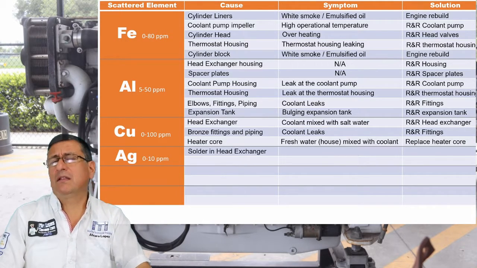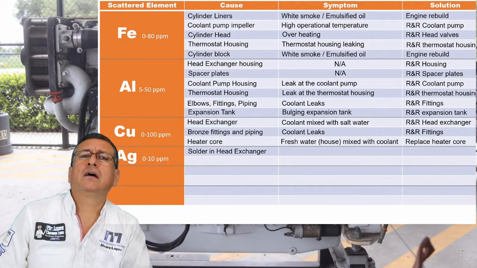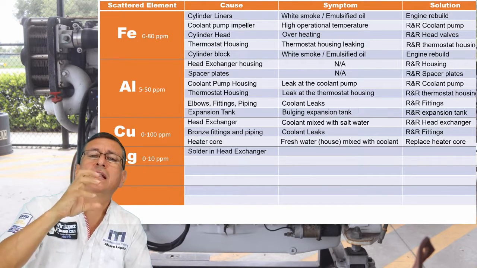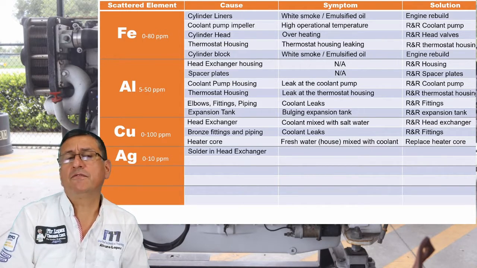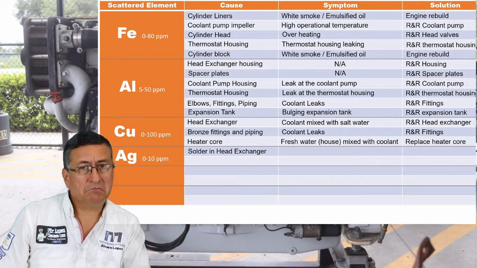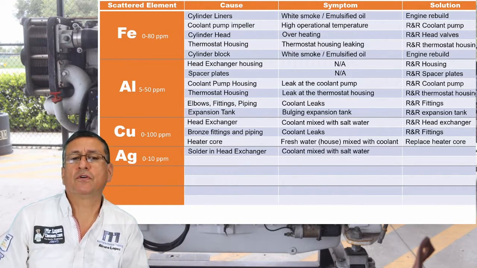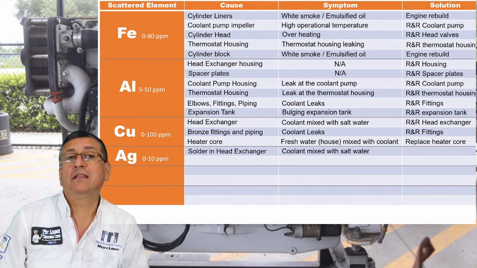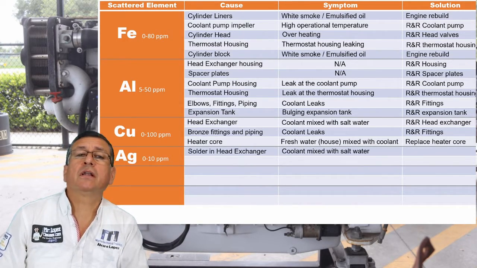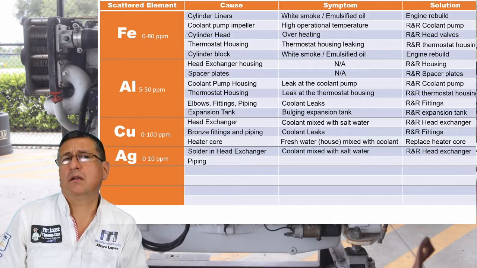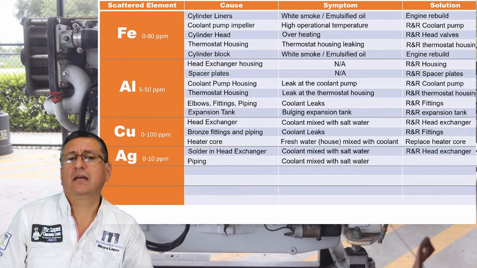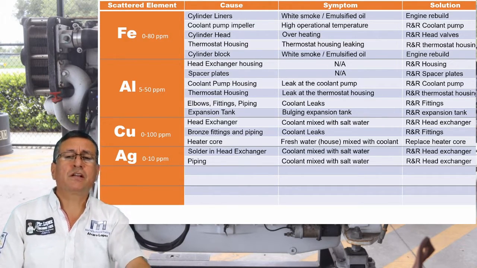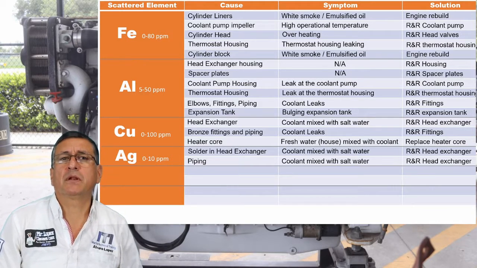All right, silver is coming from the soldering. You remember the solder for the pipes internally in the heat exchangers is with a silver brass alloy. Yes, if you have silver, it's coming from that point. That's the most common source of silver. And yes, once again, the coolant could be mixed with the salt water with the same consequence, and you need to replace the heat exchanger. And other is from the piping. Once again is on the solder of the pipes, and once again is coolant mixed with water, and you need to replace the heat exchanger in that particular case.